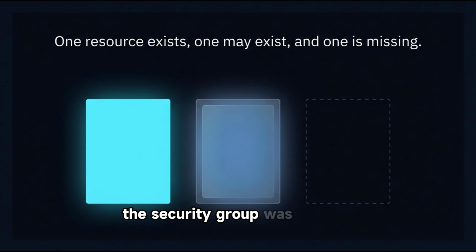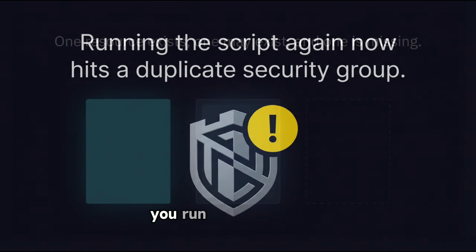The security group was created. One of the 2 instances was created. The second instance creation timed out before you knew whether it succeeded. The load balancer registration didn't happen. You run the script again.